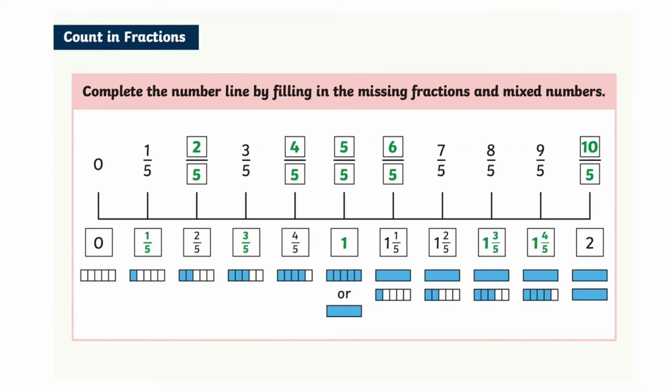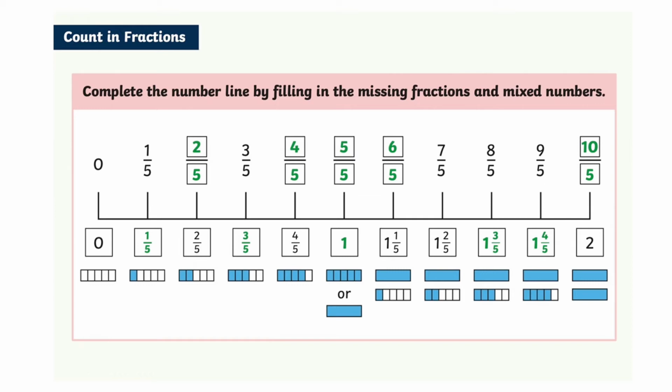Okay, let's have a look. Let's see if we were right. So let's have a look at the improper fractions, the fractions on the top. So we've got 0, we've got 1/5, 2/5, 3/5, 4/5, 5/5, 6/5, 7/5, 8/5, 9/5, and 10/5. Can you see your 10/5 is equivalent to 2 whole ones? It is the same as 2 whole ones. Let's go and have a look at the mixed number fractions now.